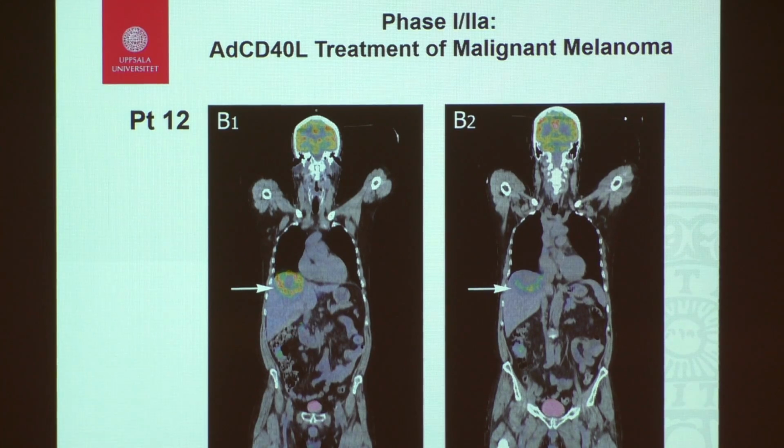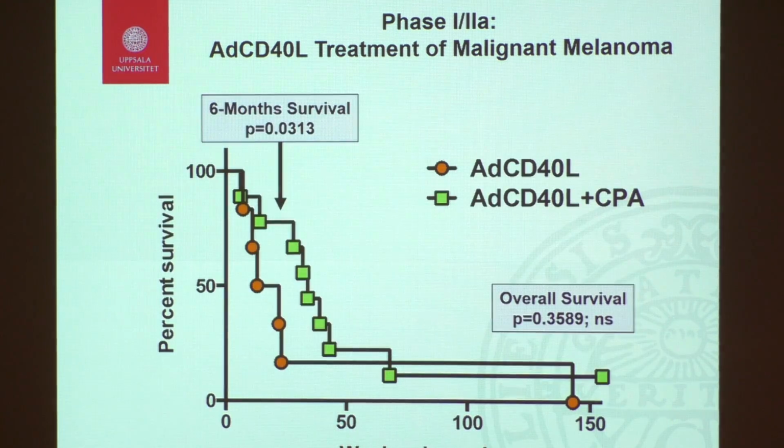The same was seen in patient number 12, also a large metastasis in the liver, and in this case the tumor activity was almost lost. We did a survival curve, and we could see that cyclophosphamide seemed to increase the survival at 6 months, but these are few patients, so you have to interpret this data a little bit cautiously. In the end, 2 patients in each group survived more than 2.5 years, so we didn't see a difference between these 2 groups.